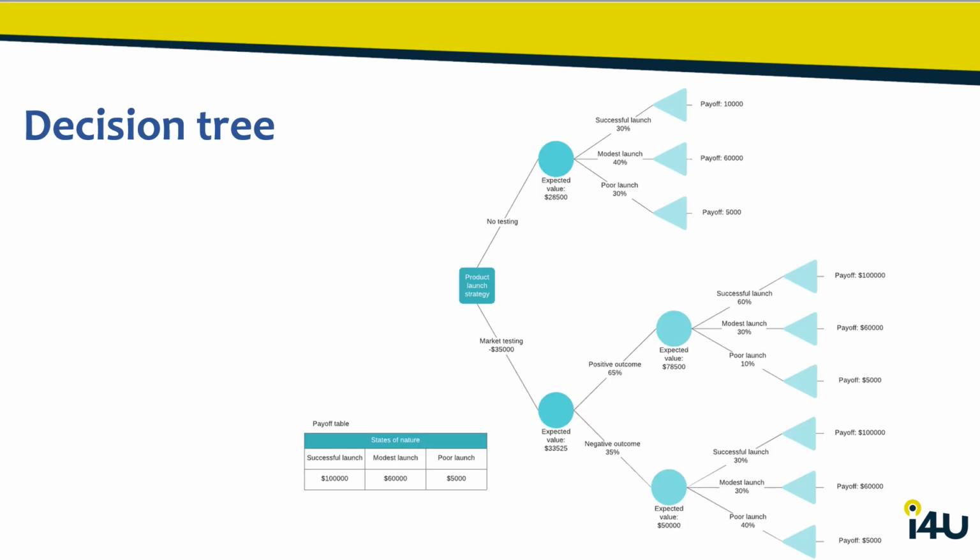This image shows a decision tree diagram for a product launch strategy with two main branches, no testing and market testing. The diagram illustrates potential outcomes, expected values, and payoff calculations for a product launch based on different strategies. Key components: product launch strategy. The first decision is whether to proceed with no testing or conduct market testing before launching the product.